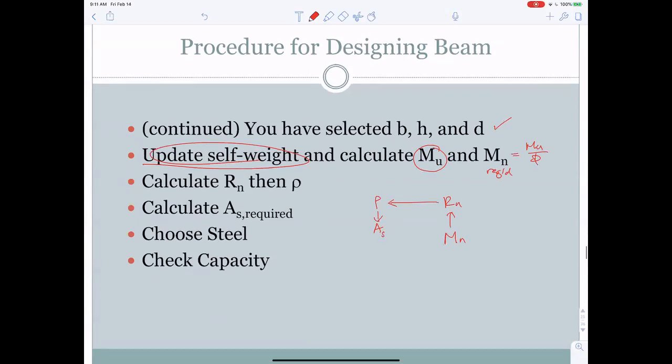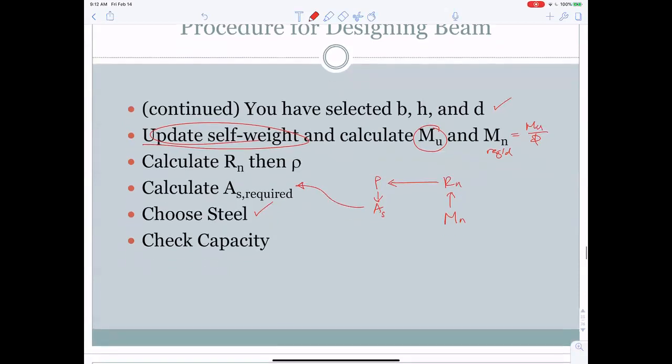Once you know the As required, you choose your steel, 4 number 10s, 3 number 11s. And because there's a lot of rounding and you might have made a mistake, always double check that phi Mn is greater than Mu. Now, another way to design the beam is just to pick the size, rough guess the steel, and as long as this is okay, you're fine.